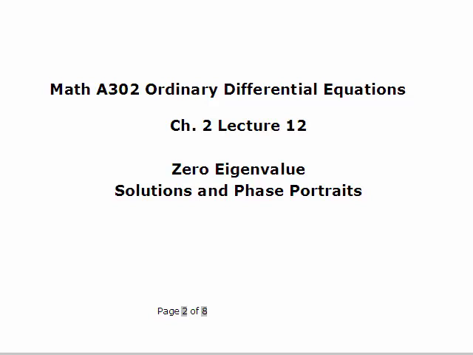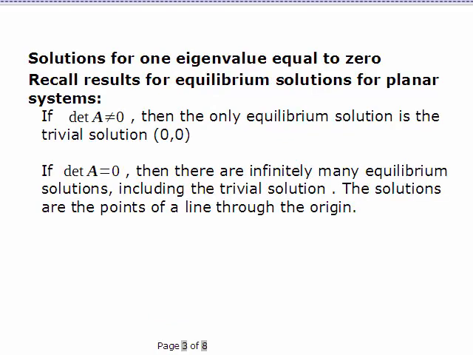This is lecture 12 for ODE, and in this lecture I'll talk about the case of a zero eigenvalue. You wouldn't expect that the phase portrait and the solutions would be so different from the other cases if you have a zero eigenvalue, but they're very different. The first thing that's different is the equilibrium solution.